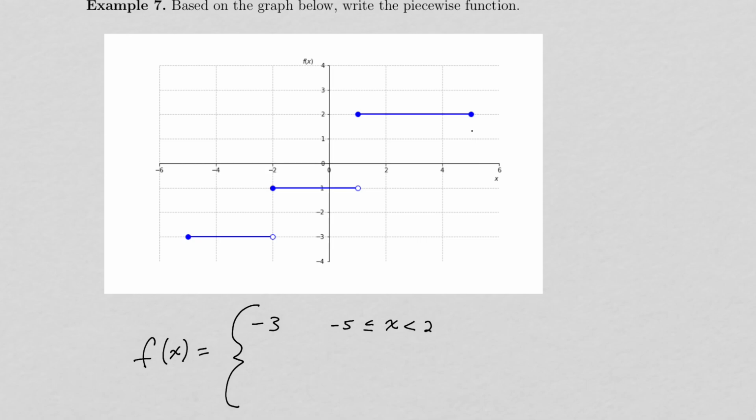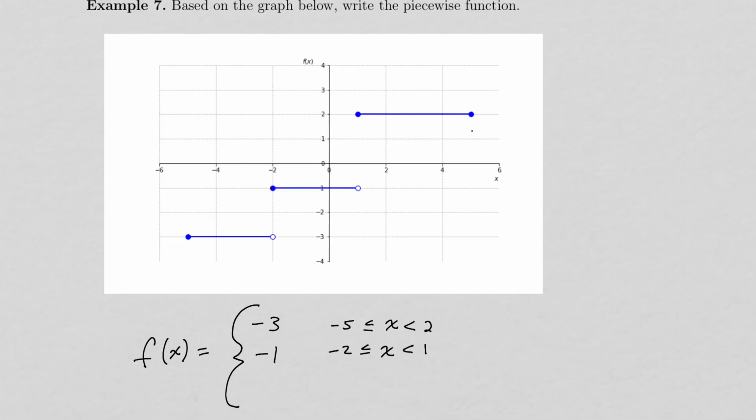For the second piece, it's going from negative 2, including negative 2, up to 1, but not including 1. So the domain of that second piece is going to be x greater than or equal to negative 2, and then strictly less than 1. What is the output? The output is going to be negative 1. This output value is negative 1 for all these inputs. If x is greater than or equal to negative 2, all the way up to 1, but not including 1, the output is negative 1.